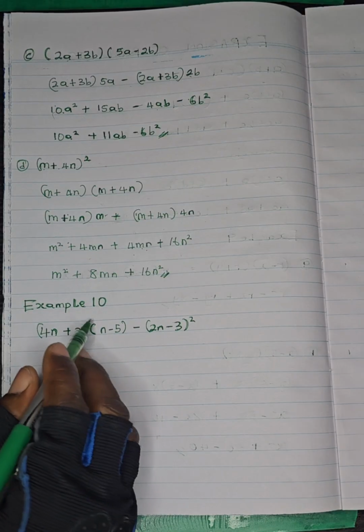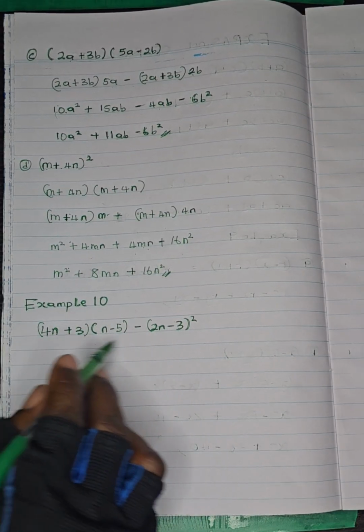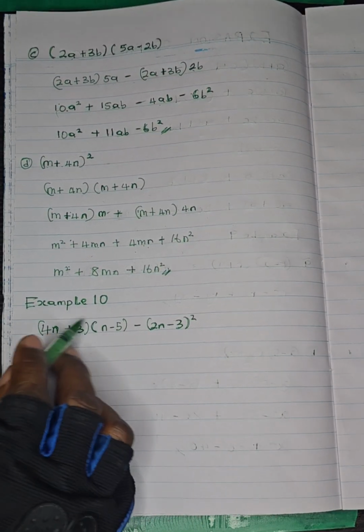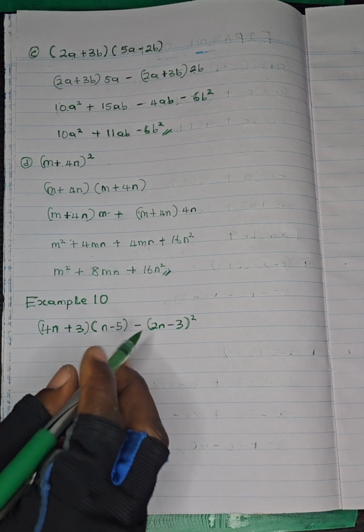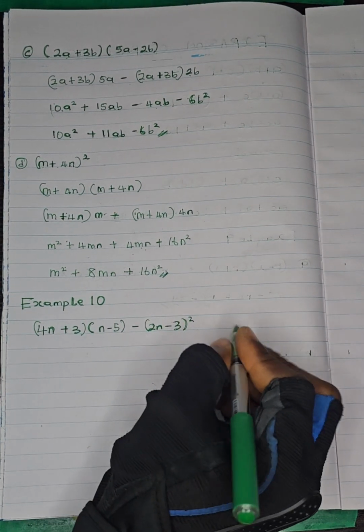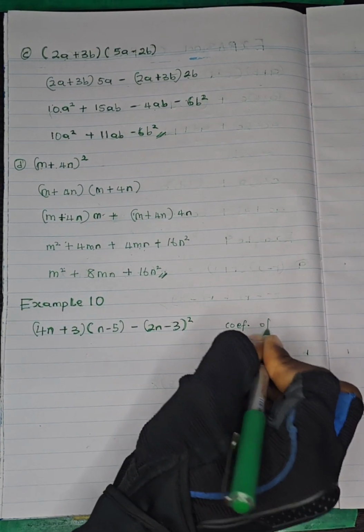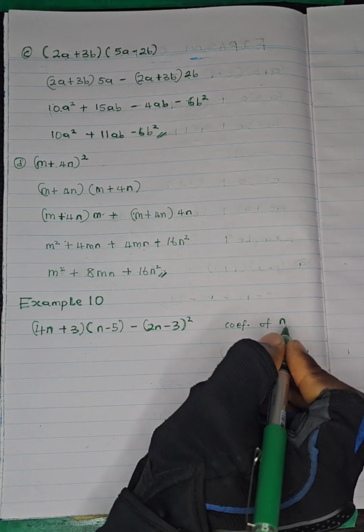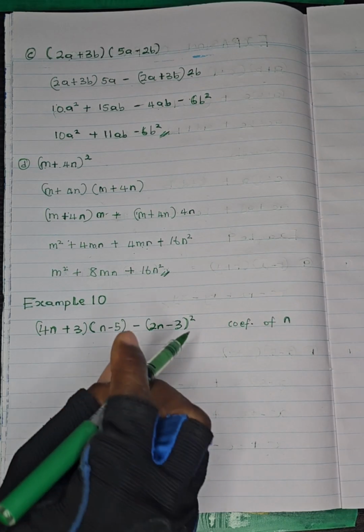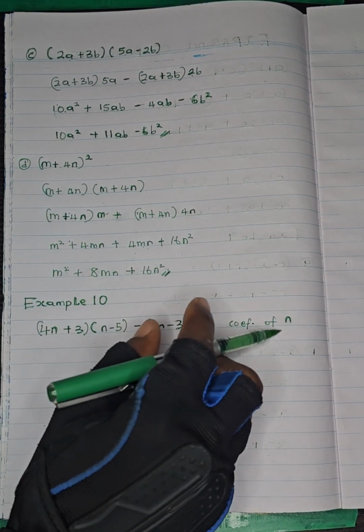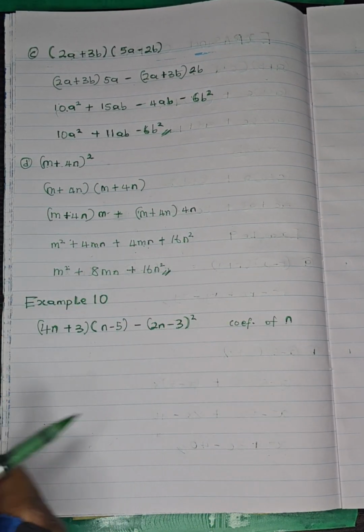So let's solve for this. We will have more brackets here, and we are being told to look for the what? Coefficient of n. So what this is trying to tell us is, after solving for this, we look for the coefficient of n, and that's the answer we are looking for.